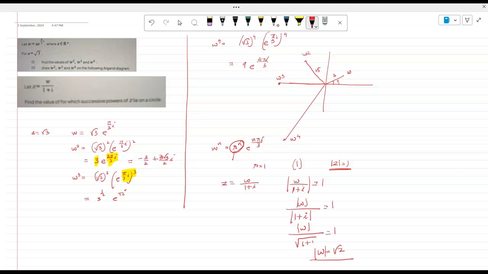So mod of W, now what is mod of W? So now you have your A e raised to pi i by 3 i. This is your mod of W. This is modulus. Therefore A should be equal to root.